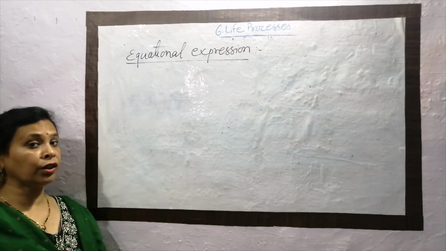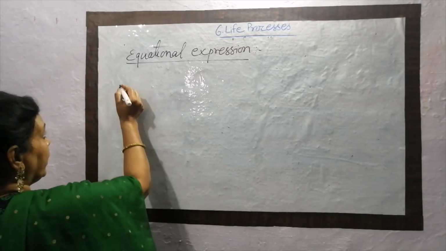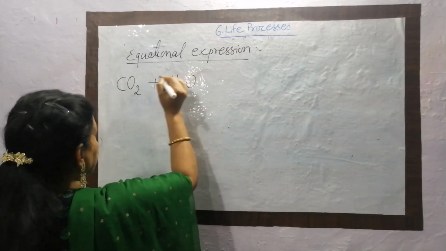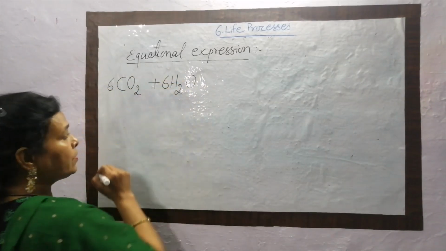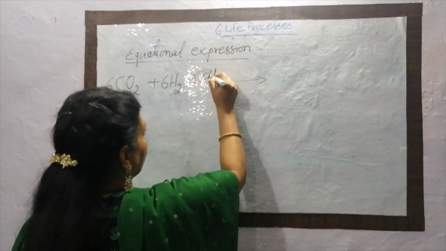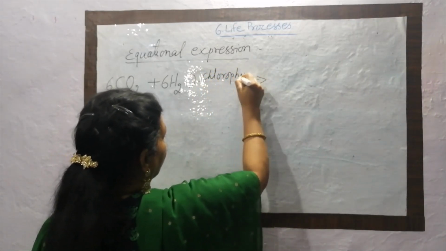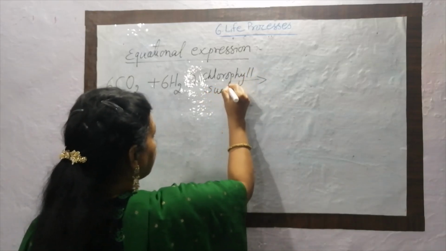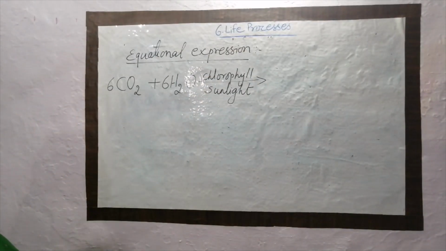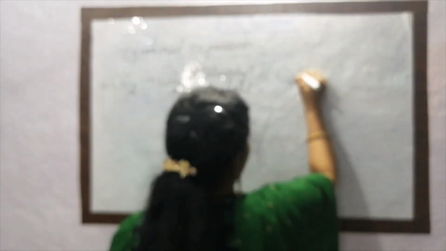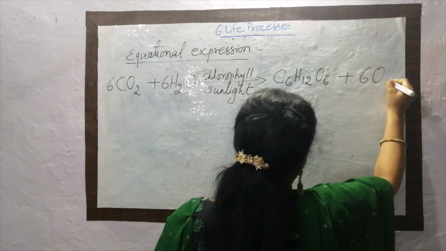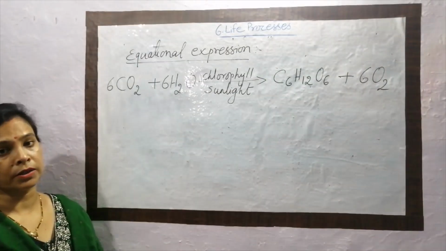We have to make our equation informative. Then how can we write it? We get carbon dioxide here. Six parts of carbon dioxide combine with six parts of water, and this combination is going on in the presence of chlorophyll and sunlight. It means in the absence of these two substances, this process is not performed. In the presence of chlorophyll and sunlight, it gets converted into C6H12O6, and in this process we also get six molecules of oxygen.